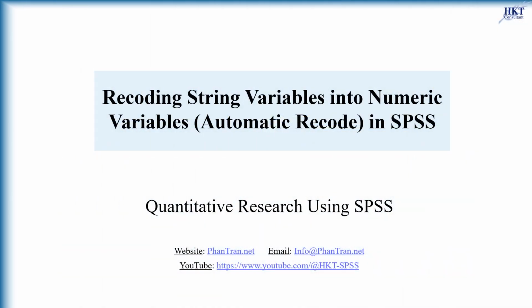This video will instruct you how to recode categorical string variables into labeled numeric variables by using Automatic Recode. Let's now download the dataset with the hyperlink in the video description, and open it in SPSS. We'll use it for walking you through this lesson.